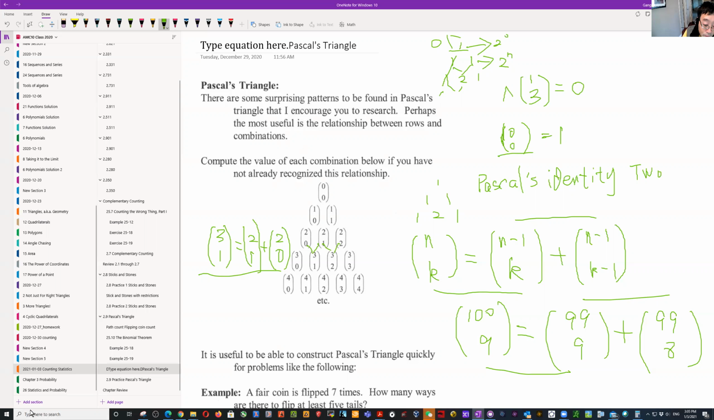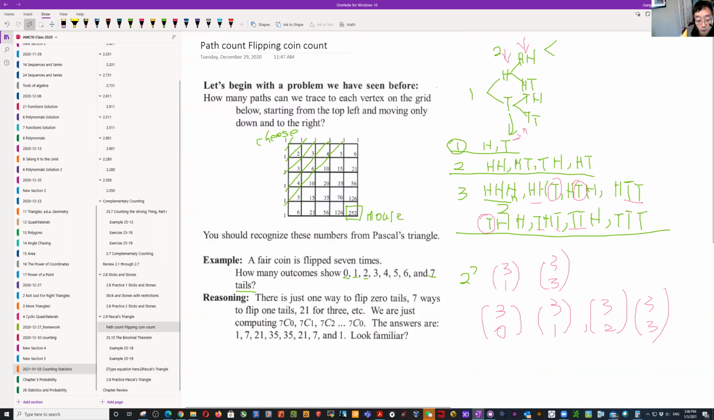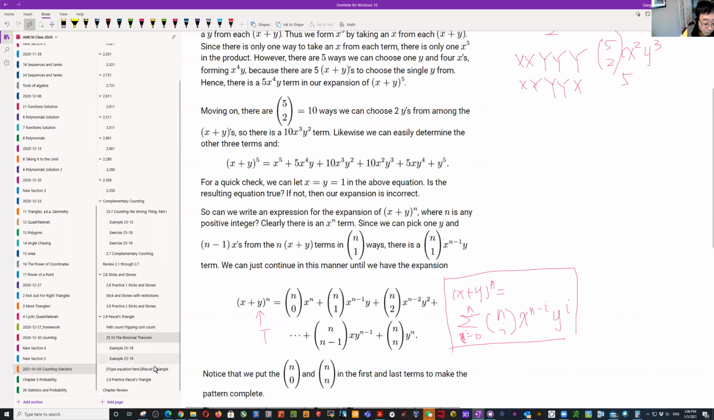Pascal's triangle is directly related to the binomial coefficient. The choose function is also called the binomial coefficient function. And it's heavily related to coin flipping. It's the same thing as coin flipping, or also the same thing as path finding. So it appears in so many places magically. That's a very interesting and fun fact.